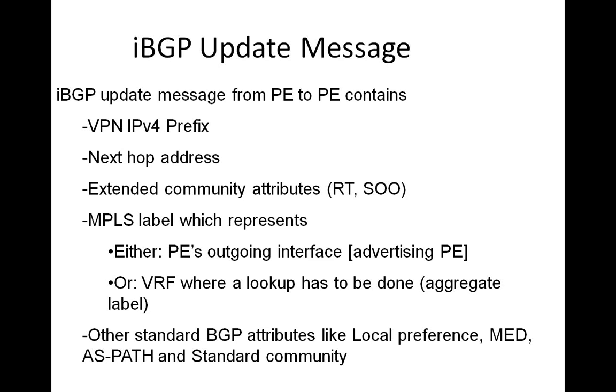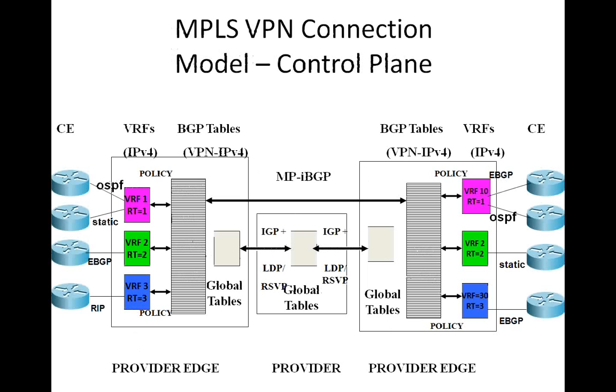It's going to contain the MPLS label. Basically, you need to be able to identify which VPN it belongs to when it reaches the other end. And then other standard BGP attributes like local preference, MED, AS path, and things like that.